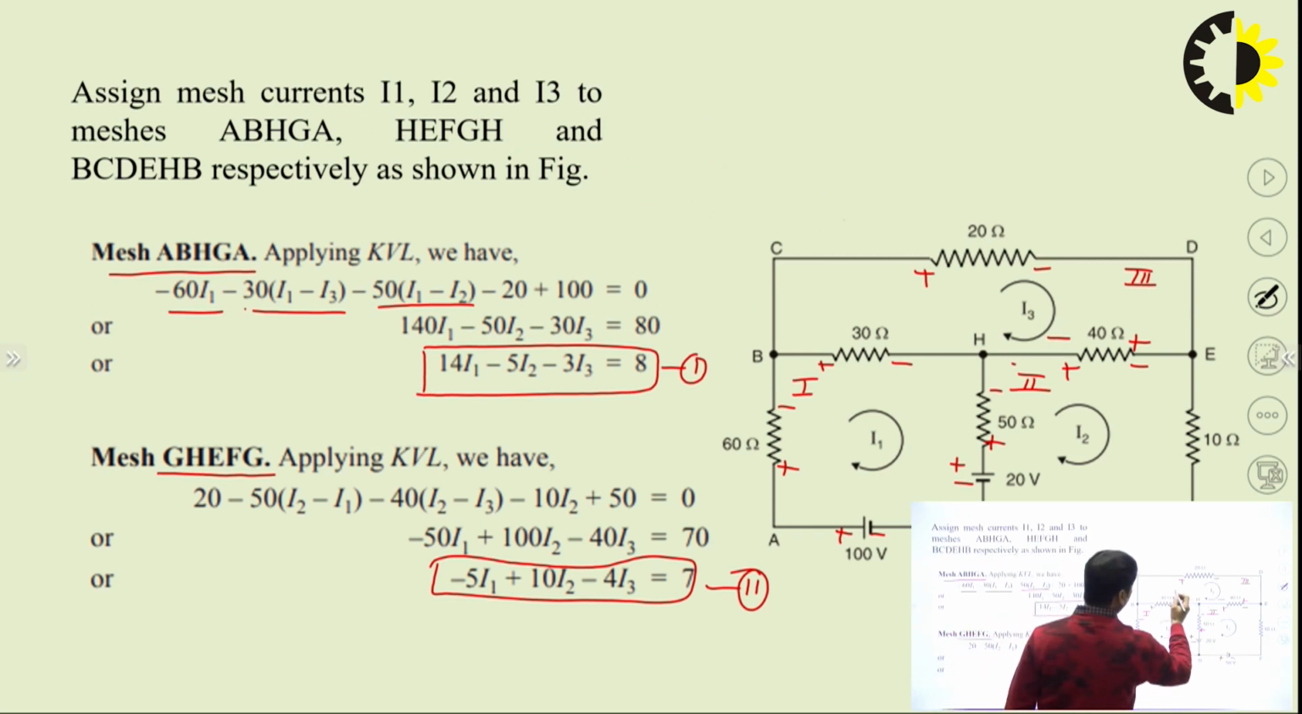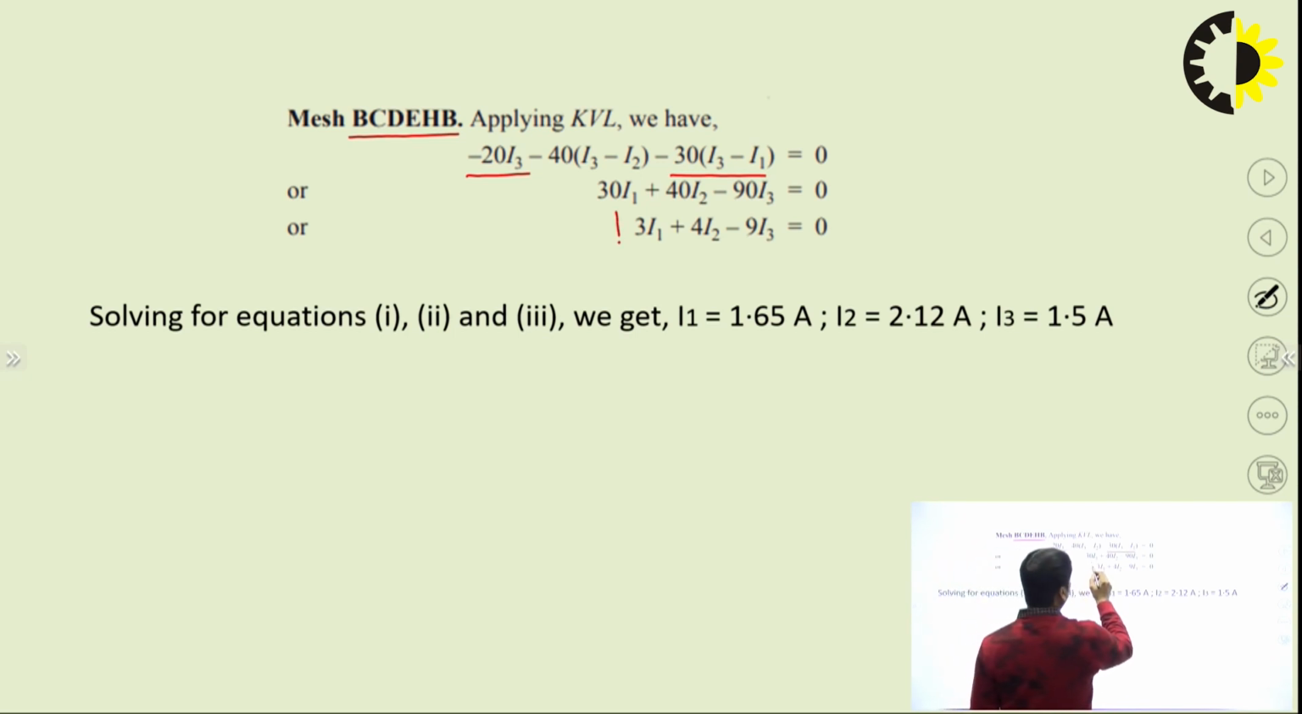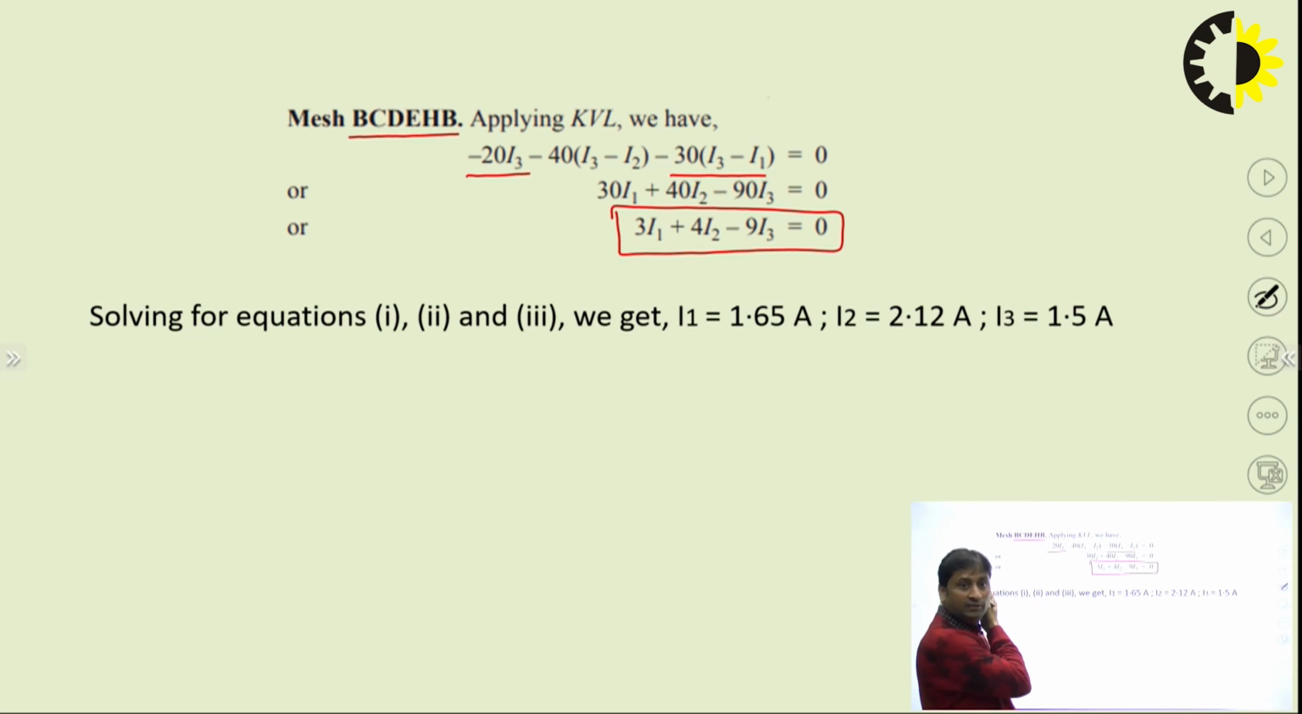This particular branch is shared with loop number 1. So, 30(I3 minus I1). So, this is the loop current equation. After solving, we will get this equation in the simplified form, that is 3I1 plus 4I2 minus 9I3. So, we have 3 equations, equation 1, 2 and 3.